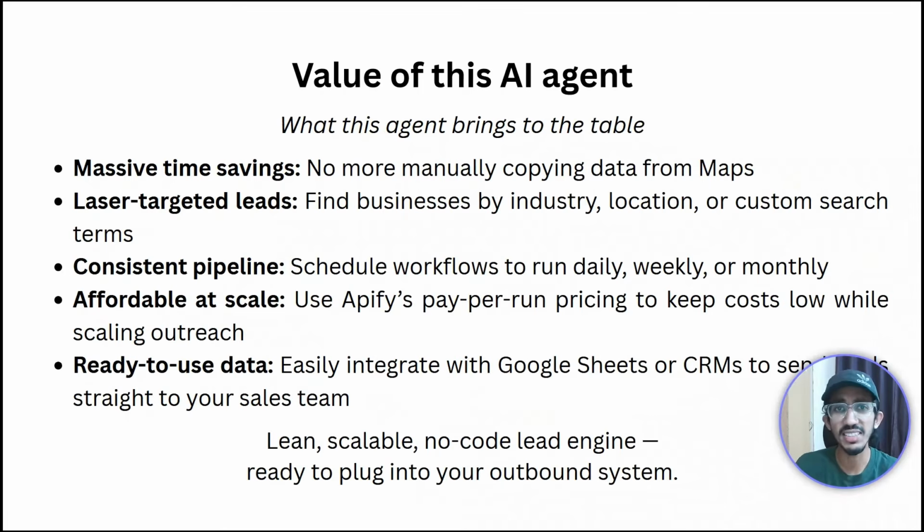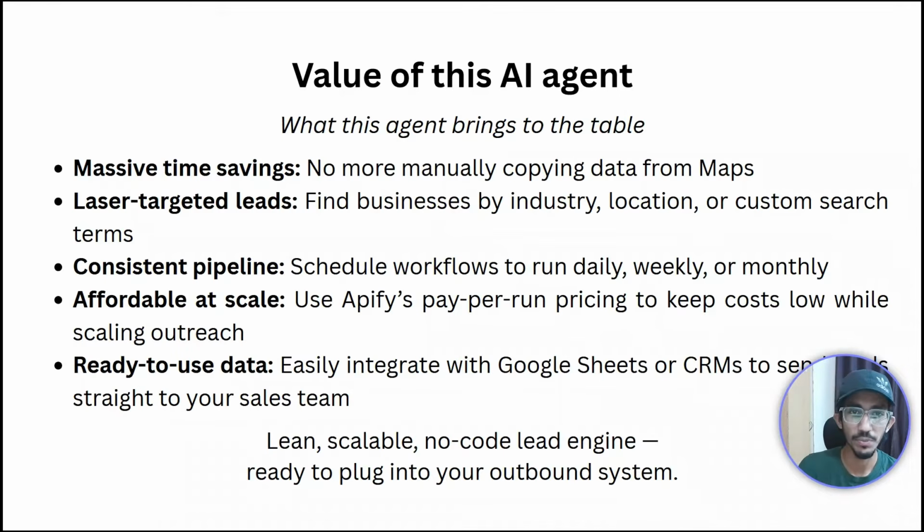So what does this AI agent, this automated workflow, actually bring to the table for your business? Let's break down the value. First of all, massive time savings. This is the big one. So no more manually copying data from maps, hours back in your week. Then laser targeted leads. You find businesses by specific industry, location, or custom search terms. Highly relevant. Then consistent pipeline. You can schedule these workflows to run daily, weekly, or monthly, ensuring a steady flow of new prospects.